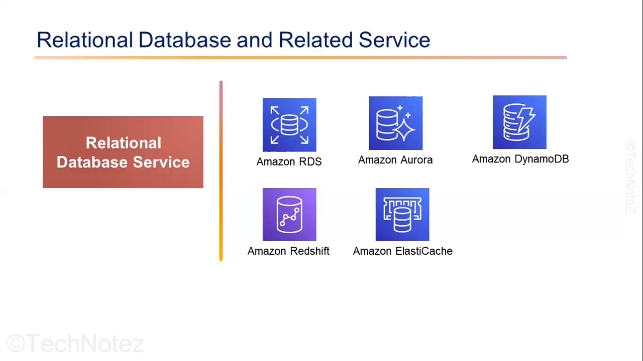ElastiCache. ElastiCache is a fully managed in-memory caching service that provides a high performance, scalable, and secure caching solution for web applications. It supports two popular open source in-memory caching engines, Redis and Memcached, and allows users to create and manage cache clusters easily in the cloud. Data Migration Service, a service that makes it easy to migrate your on-prem database to the cloud.